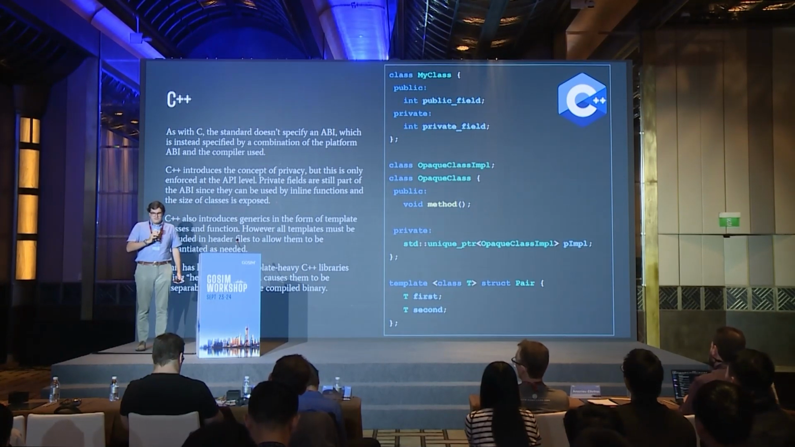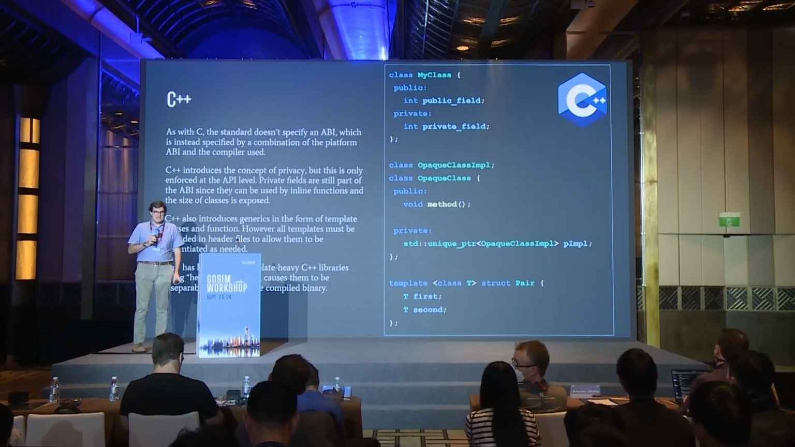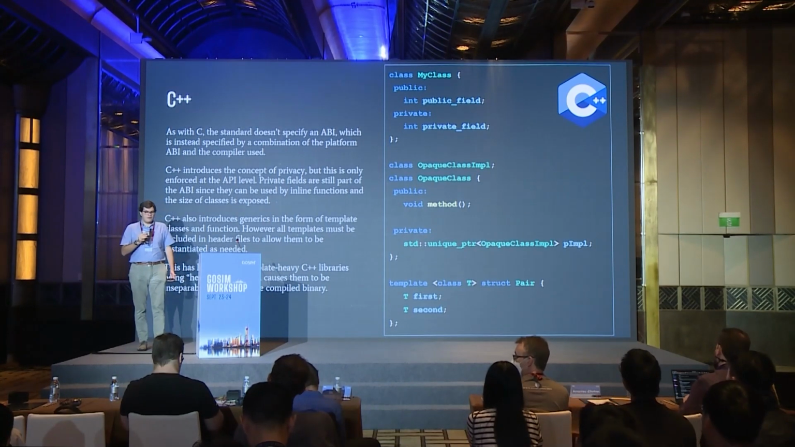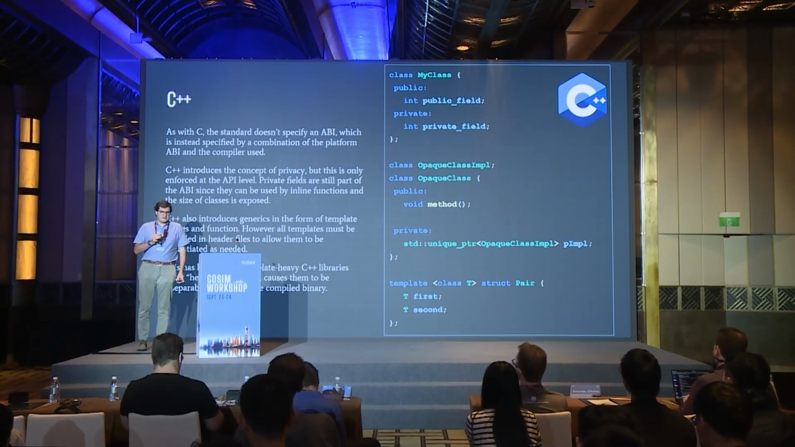There are some workarounds that exist, such as hiding the actual implementation of a class behind a pointer, but again, you suffer the cost of a layer of indirection.